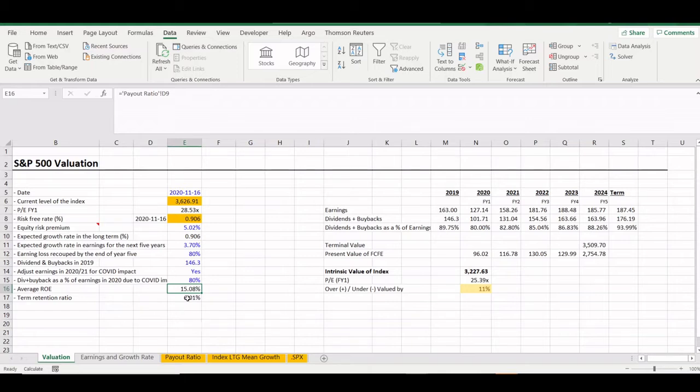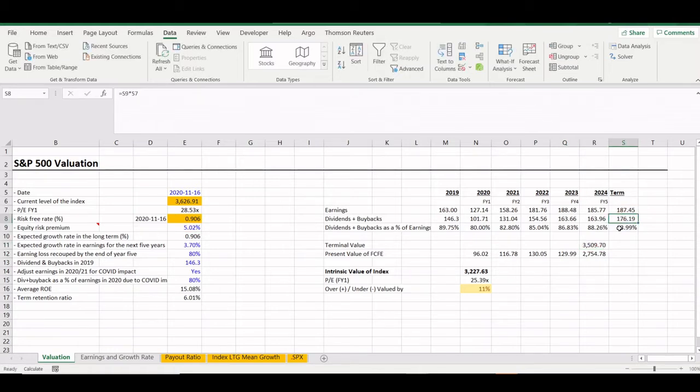Later, we can look at the distribution of these values, so we don't have to come up with a point estimate for the valuation, but for now, this is our input. And once we have this dividend payout ratio, we can do a linear interpolation from 89% in 2019 to go up to 94% by the term year and get the values in between for 2020 to 2024. And as a result, we're going to have the dividends and the buybacks for the years in between, as you see.